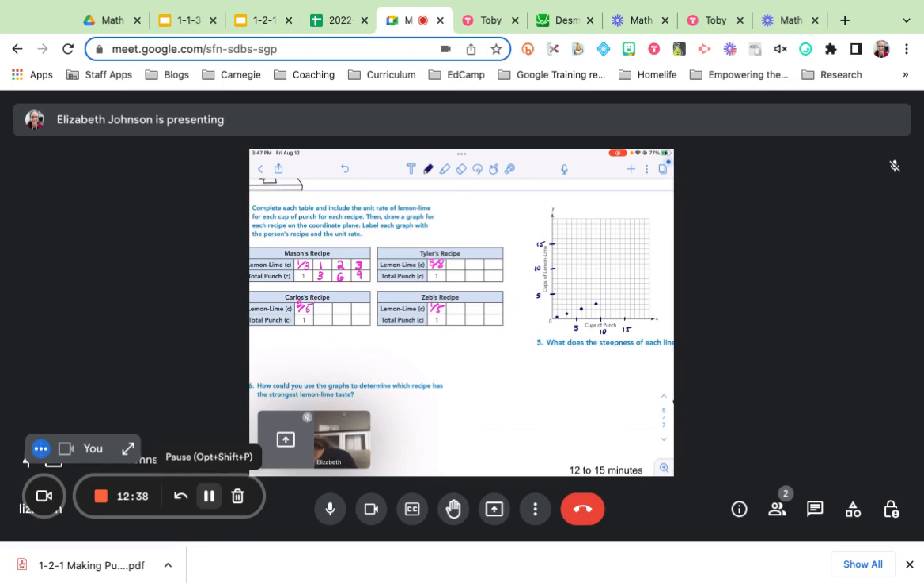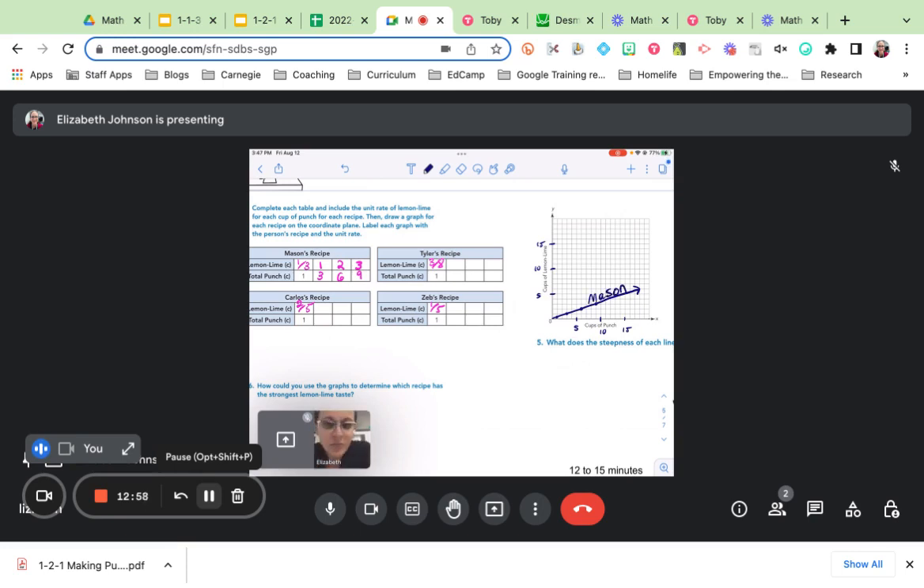And the neat thing about these points is they form a proportional relationship, which means I can connect them with a line that goes through (0, 0). There we go. So that's how Mason's amount of lemon lime increases in proportion to the amount of total punch he makes. Let me label that.